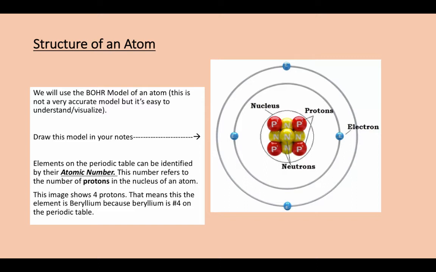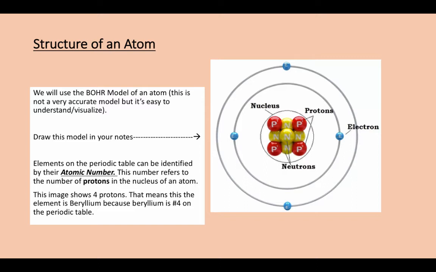Each element on the periodic table can be identified by what's called the atomic number. The atomic number refers to how many protons are in the nucleus, and the number of protons in the nucleus defines the element. If you have one proton in the nucleus of an atom, it's hydrogen. The definition of hydrogen is one proton. If a nucleus has two protons, then it's helium. The definition of two protons is helium.